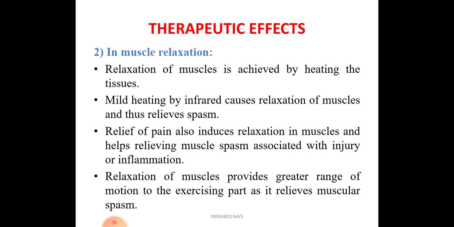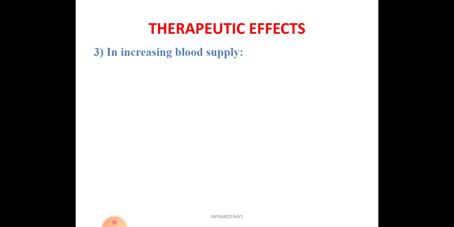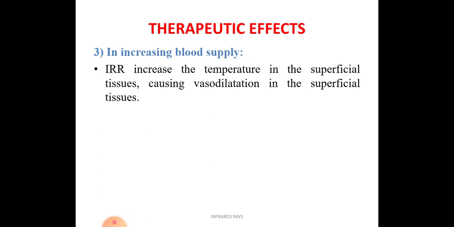Now, relaxation of the muscle also has an advantage in exercise. Okay, so the patient will be able to perform more range of motion exercise. With greater range of motion exercise, the patient can perform activity. Now, increasing blood supply, that is again the same thing. You will have an increase in temperature in the superficial tissue. This increase in temperature will cause vasodilatation.